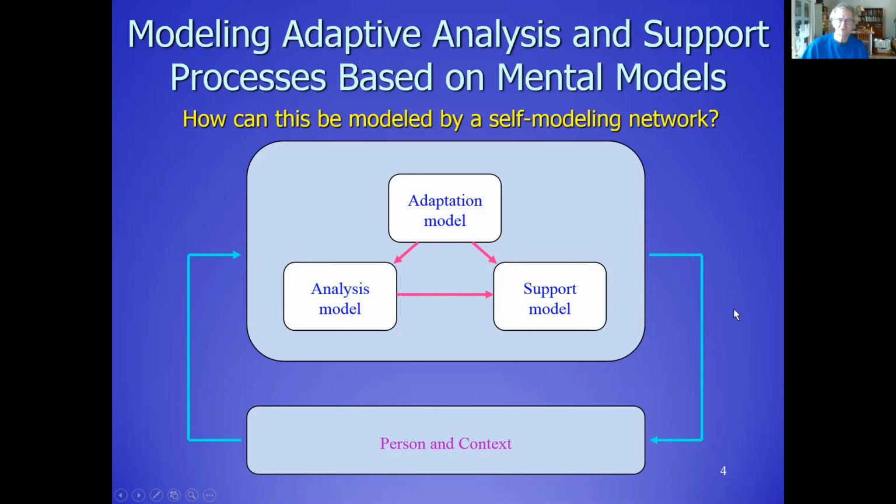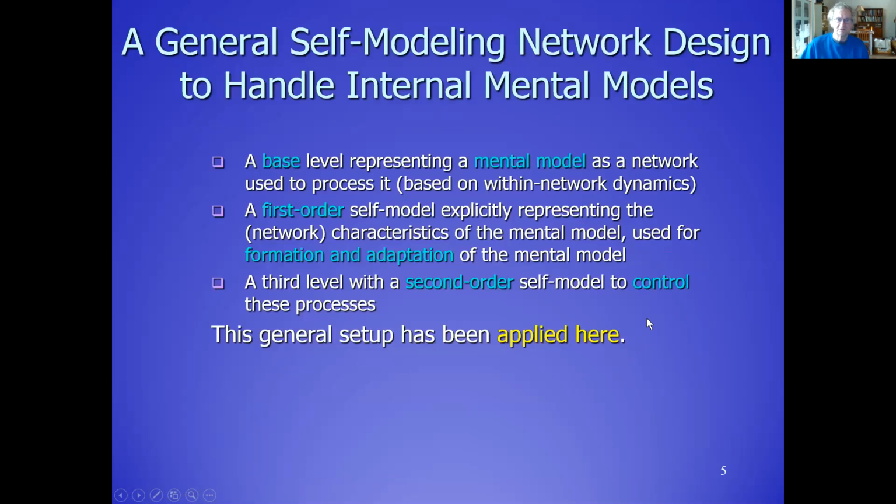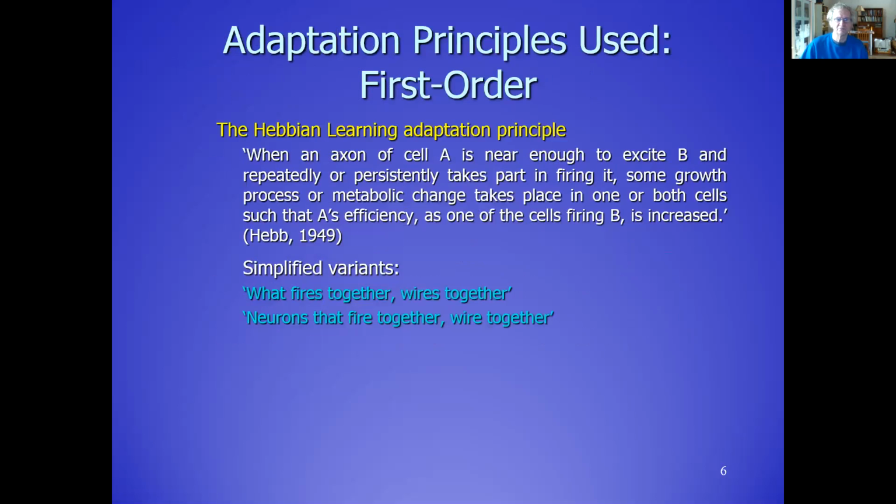By a notion of self-modeling network. In this case we use a 3-level network. We use the base level where the normal mental model is used. But then you have the first order self-model where the adaptation of the mental model is modeled. And then there is the 3rd level with the second order self-model to control these processes. This has been applied here, this setup.